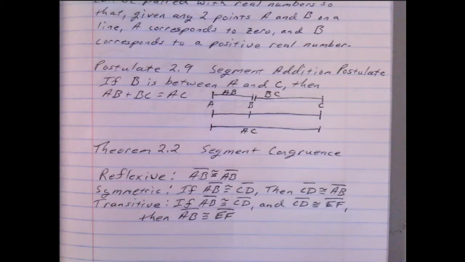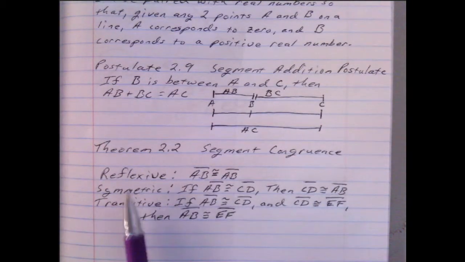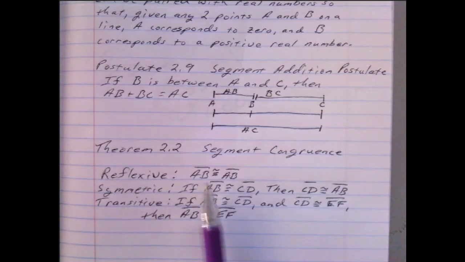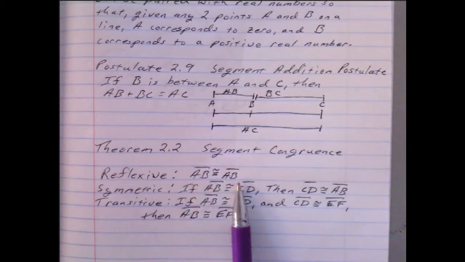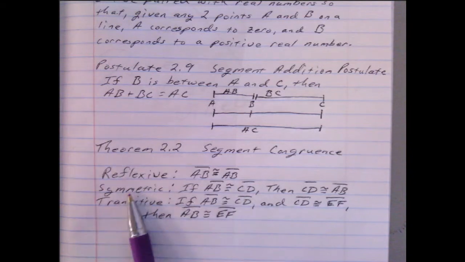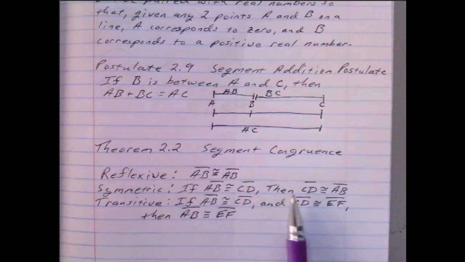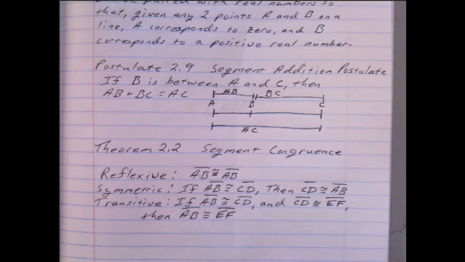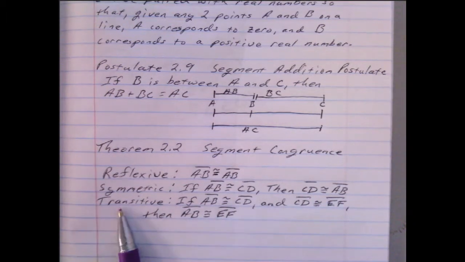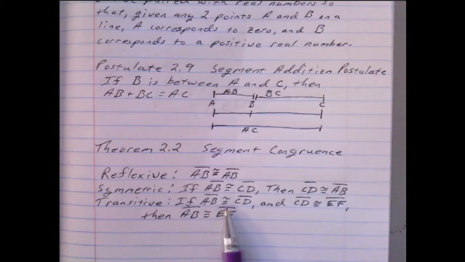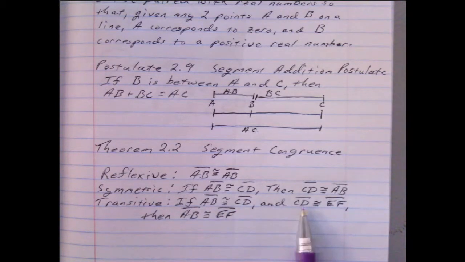Now the theorems, you've already seen these. You should already have these in your composition notebook. Our theorems, we have reflexive, which is segment AB is congruent to segment AB. We have symmetric, which tells us if AB is congruent to CD, then CD is congruent to AB. So we flip-flop those positions. And then transitive, if segment AB is congruent to CD and CD is congruent to EF, then we know that AB is congruent to EF.